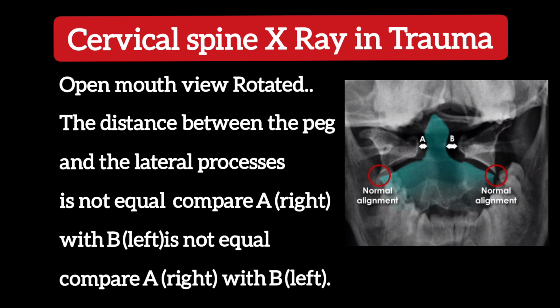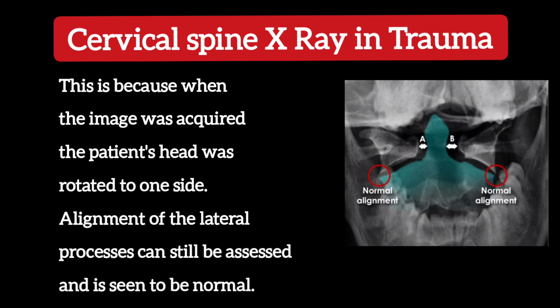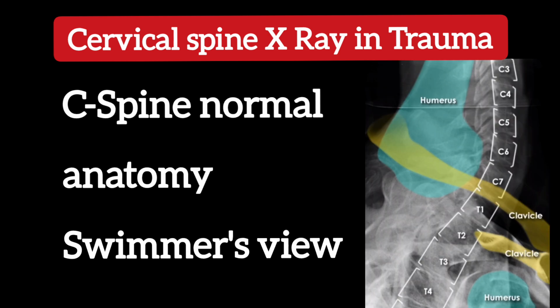Open mouth view rotated. The distance between the peg and the lateral processes is not equal. Compare A right with B left. This is because when the image was acquired the patient's head was rotated to one side. Alignment of the lateral processes can still be assessed and is seen to be normal.